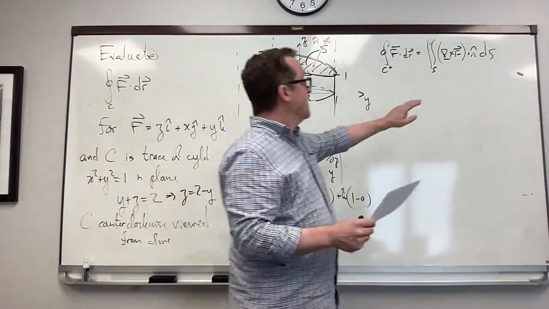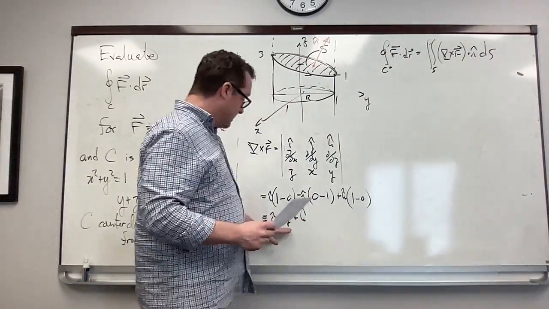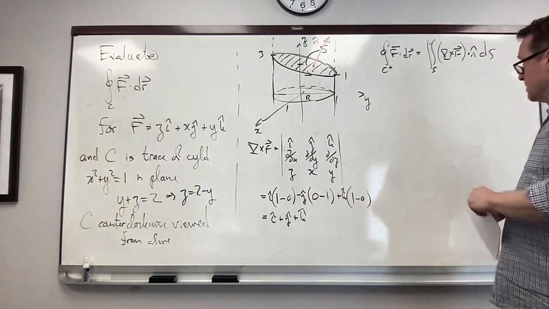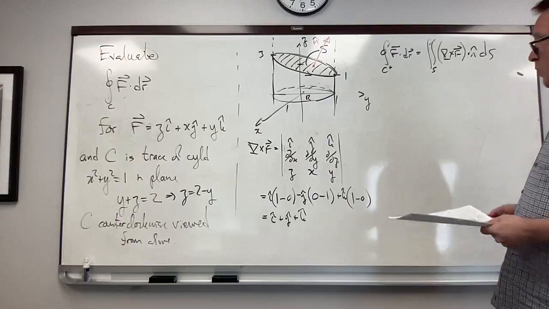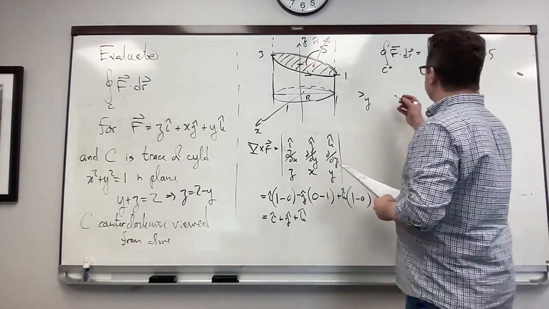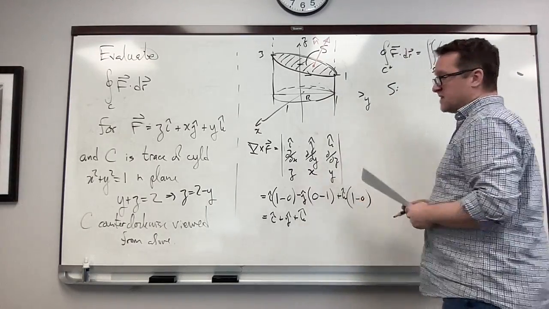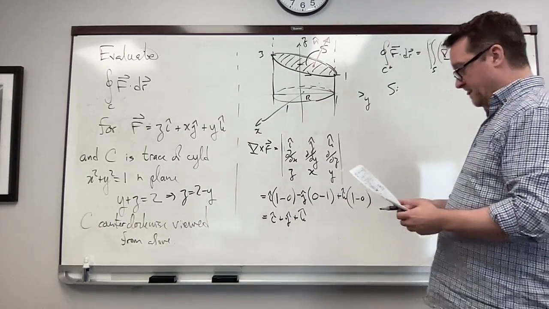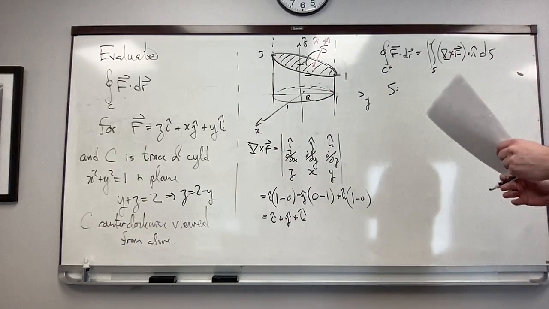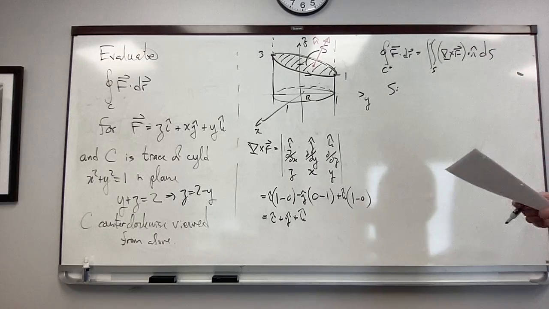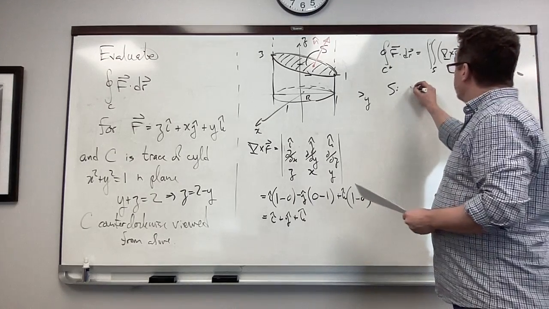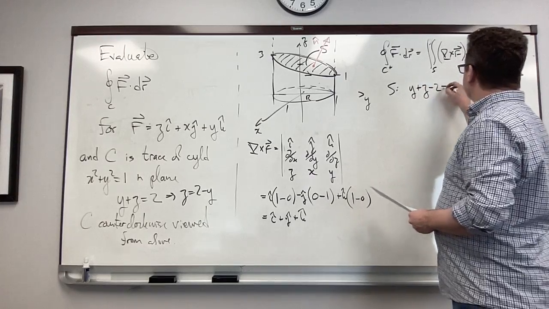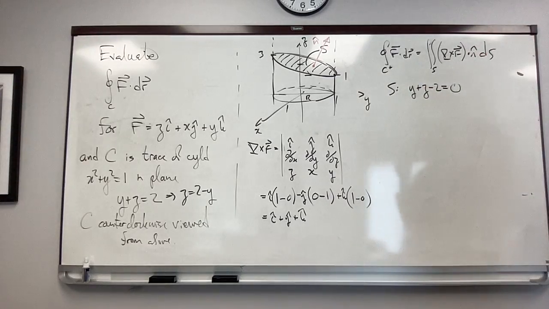What else do I need? Well, I need n. This is the thing I'm calculating the flux through, so I have to get it through this normal vector. To get n, we need the equation for the surface. The surface is given by y plus z equals 2. It has boundaries, but that's the surface function. So we'll write that as y plus z minus 2 equals 0. That defines the surface.